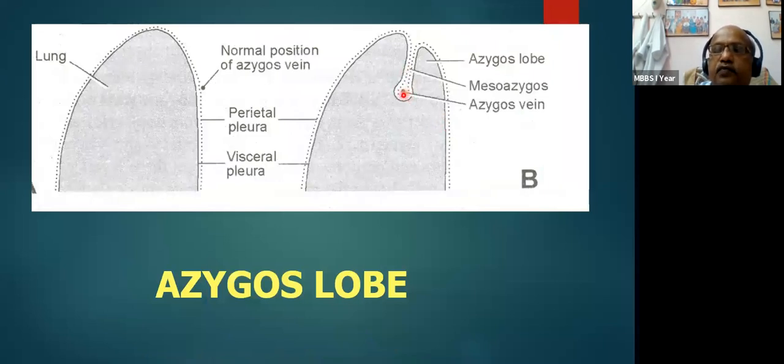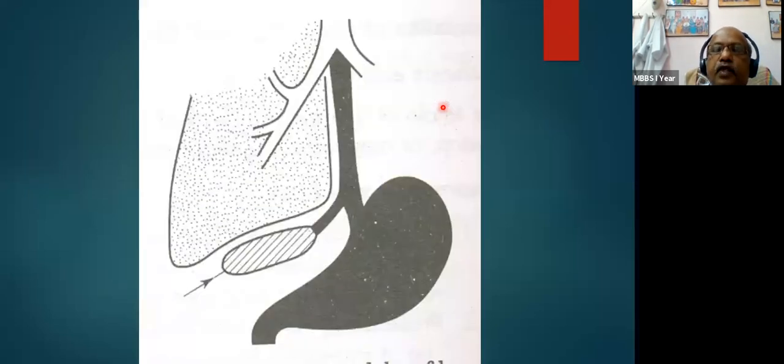Instead of arching over the roof of the hilum on the right side, the azygous vein may pass into the lung tissue and separate a very small part of the lung as a separate lobe. That is called the azygous lobe. Nothing but the azygous vein is entering into the lung and opening into the SVC. Very rare.